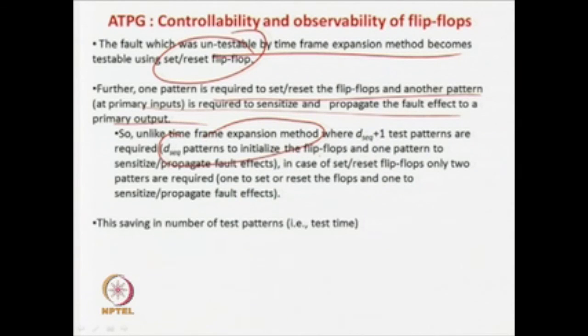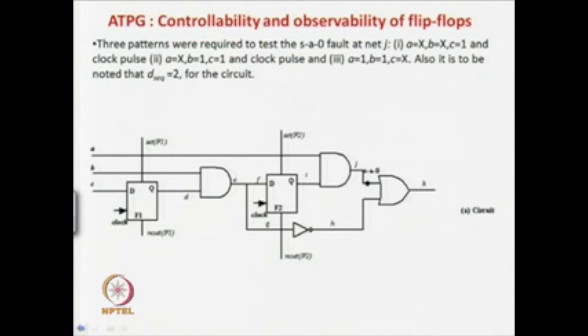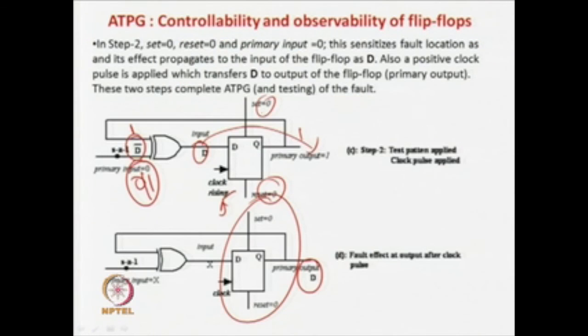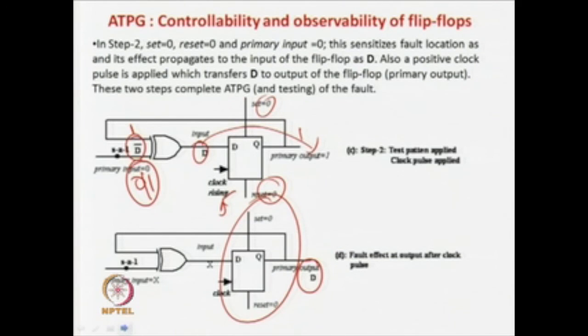So now, instead of D sequence patterns to initialize the flip flops, unlike time frame expansion where you require D sequence minus 1 patterns to sensitize, propagate and justify, in this case only one pattern solves the problem, or basically two: one to set and reset the flip flops and one to actually sensitize the fault effect by the combinational test pattern algorithm. This pattern, applying a 1 0 over here, is from a combinational ATPG, and the set reset is done by the other one. This set you make as 1 and 0, this is the other test pattern. So two patterns are required to solve your problem.